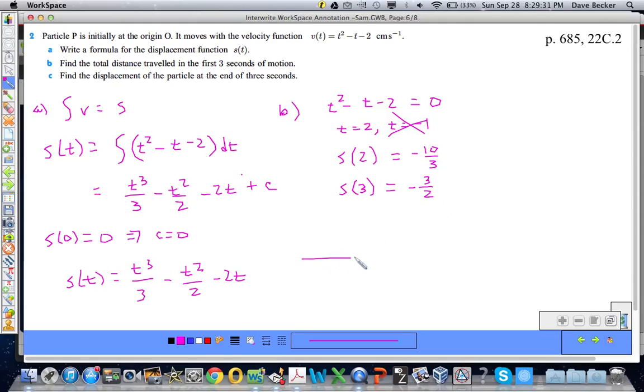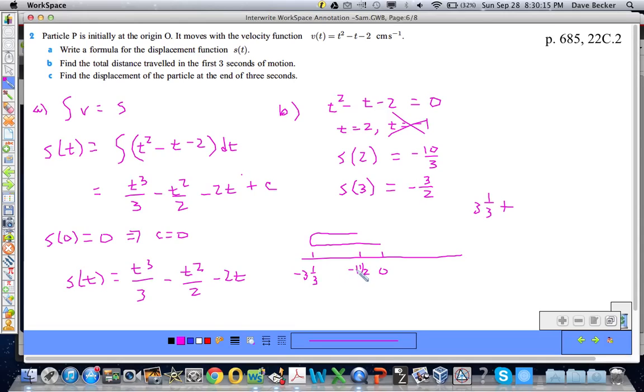Okay, so my motion diagram, let's say this is 0. When t equals 0, the velocity is negative, so I'm moving to the left to negative 10 thirds. I'm also at a negative position there. So negative 10 thirds is what? Negative 3 1/3. So I go here, and then I turn and I get back to negative 3 halves, negative 1 and 1 half.